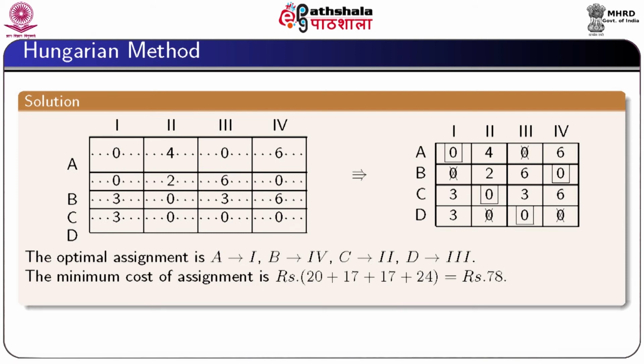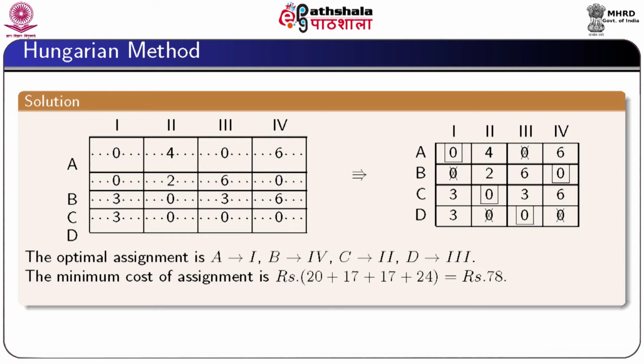And then again we draw the minimum number of horizontal and vertical lines. Here we draw only the horizontal lines to cover all the zeros. So, the minimum number of horizontal lines needed is equal to 4, which is equal to the order of the matrix. Thus, we can say that the optimality condition is satisfied in order to get the optimal solution.